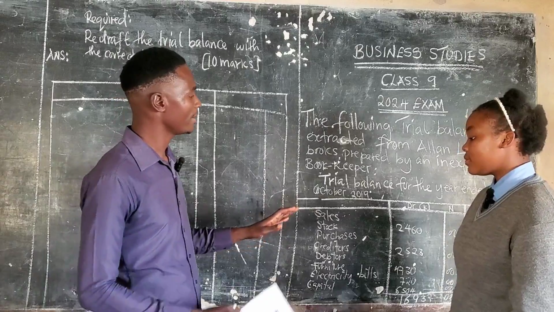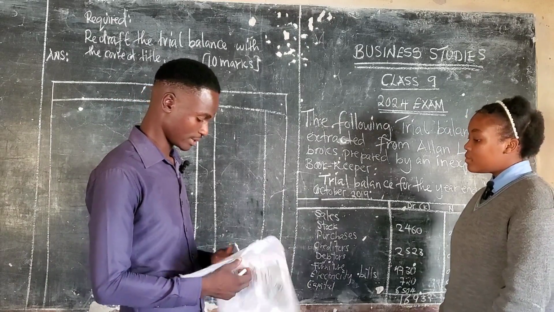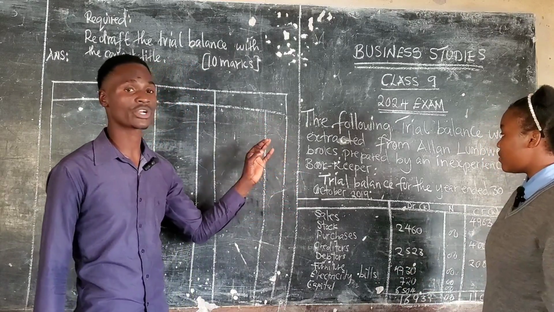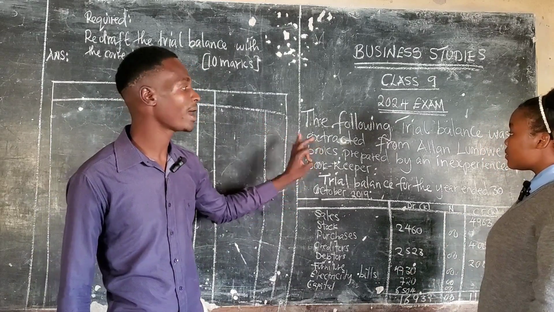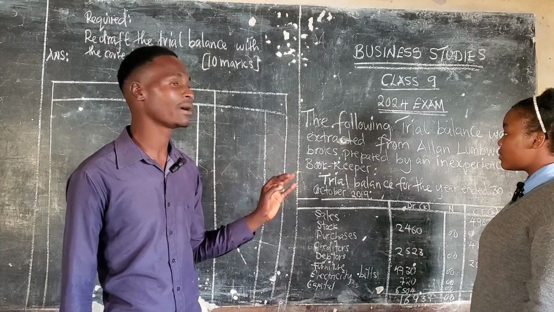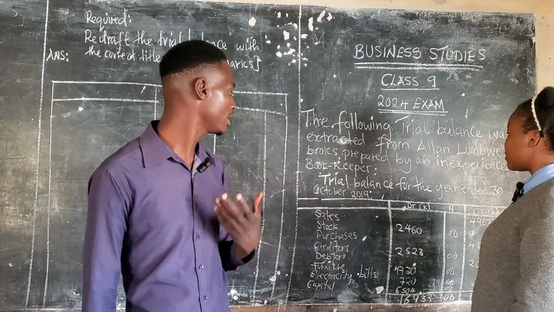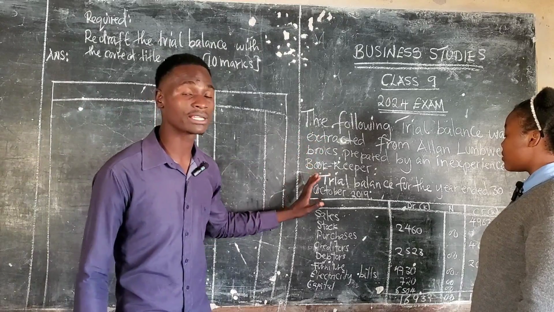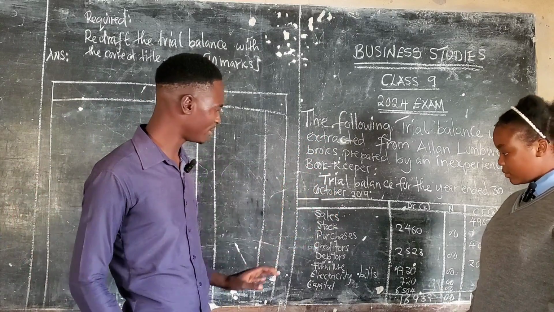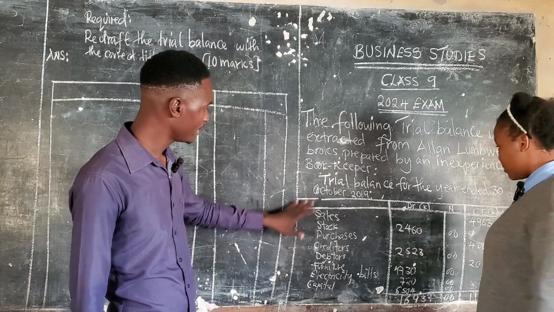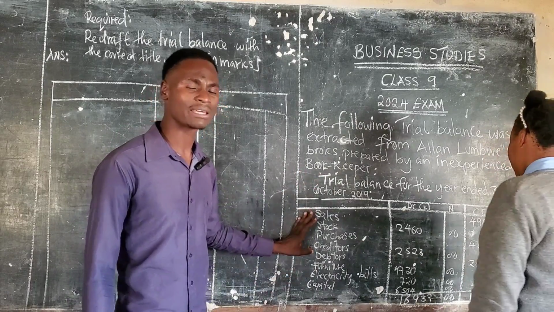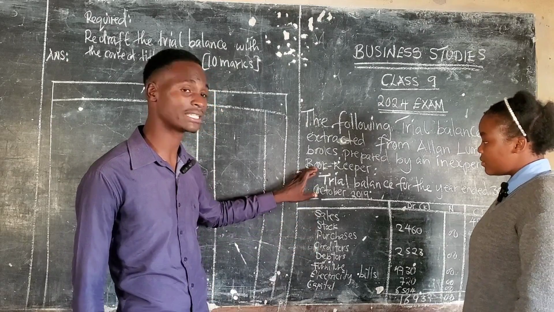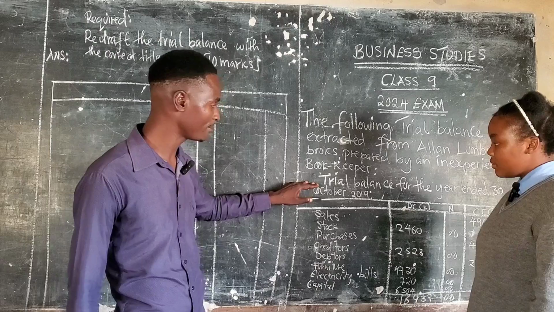If you read the trial balance, here is your paper. It reads, the following trial balance was extracted from Alan Lumbwe's books, prepared by an inexperienced bookkeeper. So we are told that this trial balance was already prepared, but the person who prepared it had little or no knowledge of bookkeeping.